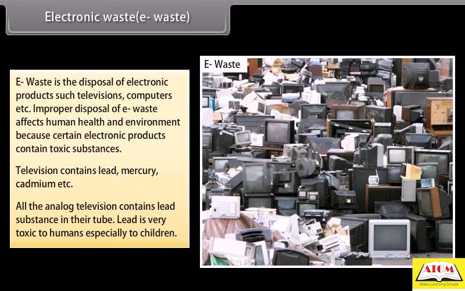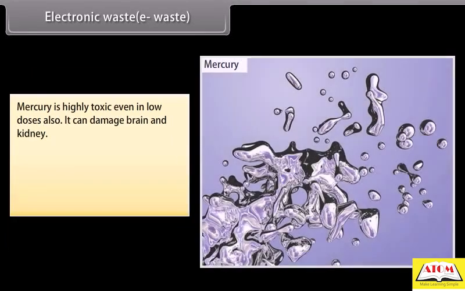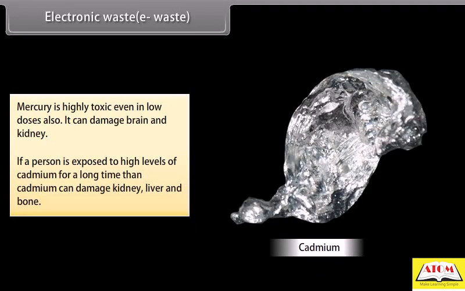Lead is very toxic to humans, especially to children. Mercury is highly toxic even in low doses. It can damage brain and kidney. If a person is exposed to high levels of cadmium for a long time, then cadmium can damage kidney, liver and bone.